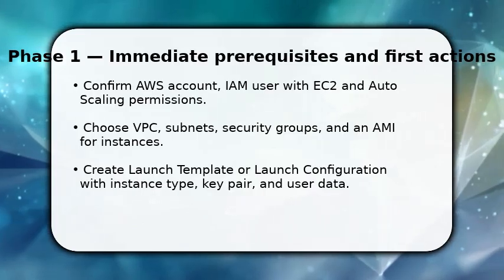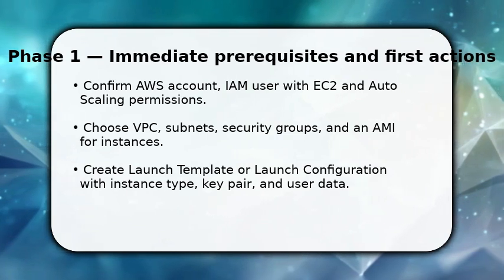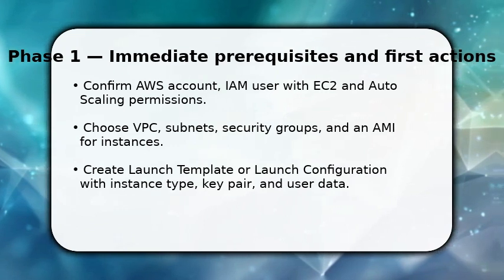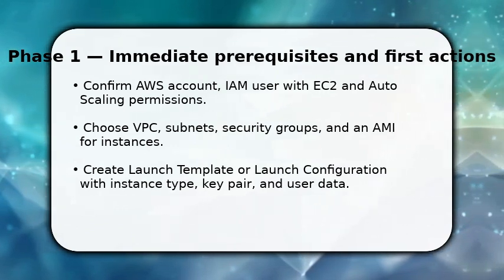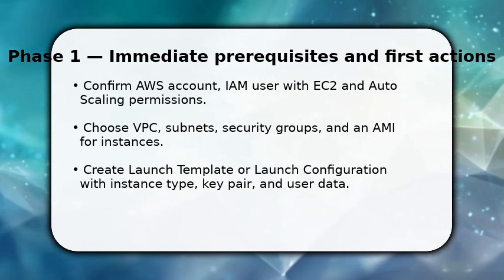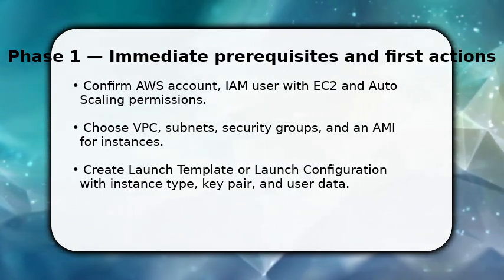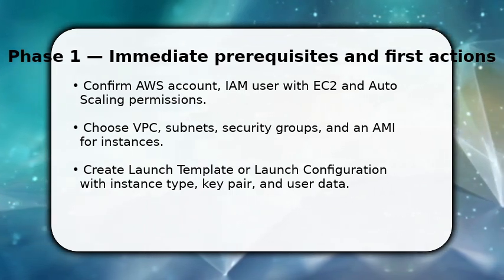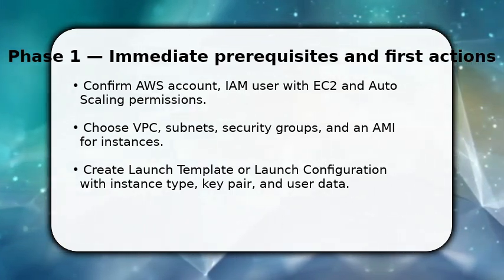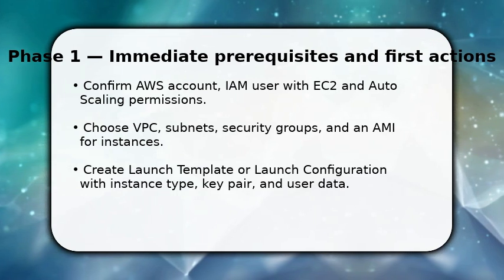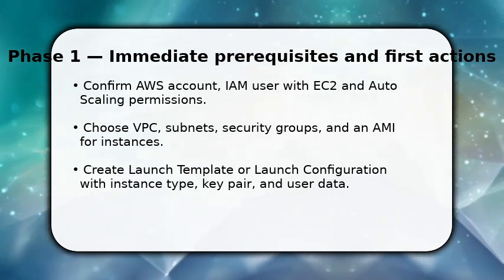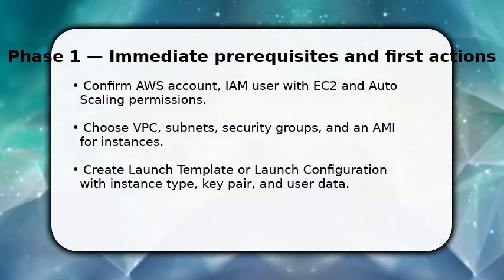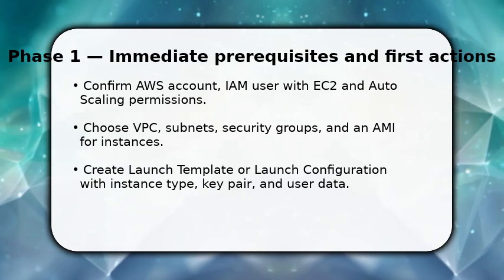You start by verifying minimal prerequisites: an AWS account, an IAM user with EC2 and auto-scaling rights, and a prepared AMI. Next, create a launch template or launch configuration. Pick instance type, key pair, user data, and security groups so instances boot correctly. Once done, select the VPC and subnets for placement and tag resources for identification.